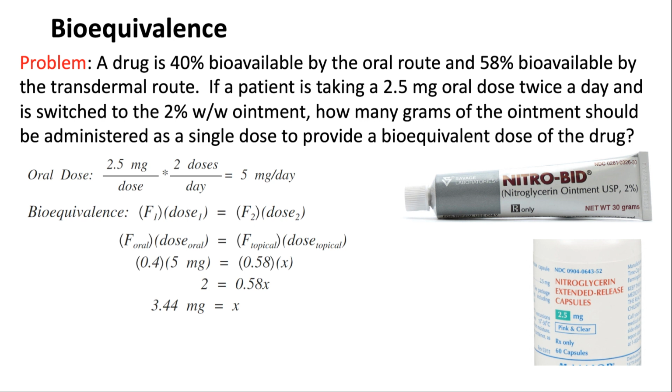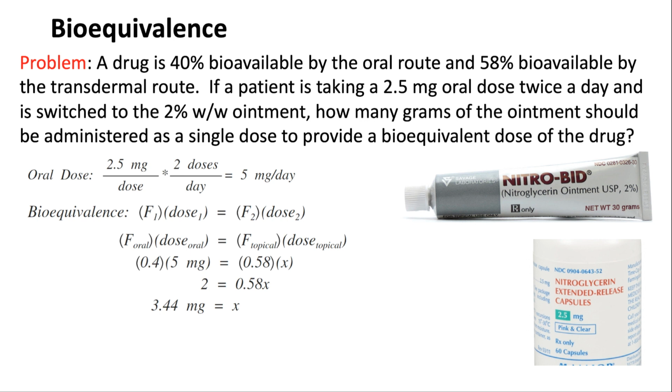nitroglycerin orally. So now, solving for X, if we multiply 0.4 times 5, that would equal 2 on the left, and set that equal to 0.58 times X. Divide both sides by 0.58, and we see that X equals 3.44 milligrams. The dose of the nitroglycerin I need on a daily amount to replace my 5 milligrams per day of capsules would be an amount of ointment that provides 3.44 milligrams of nitroglycerin. So I have my target.